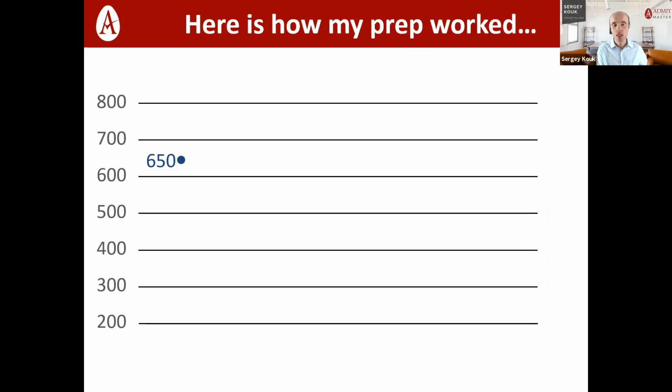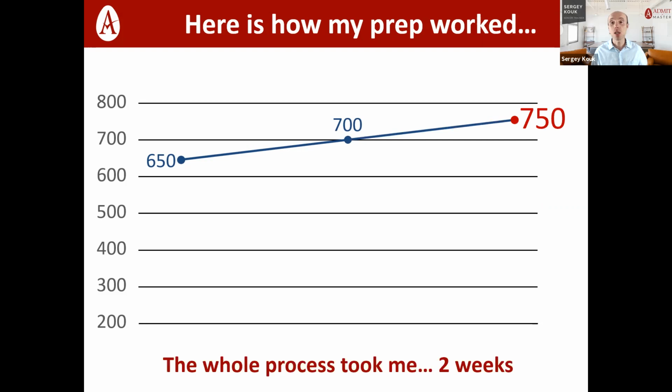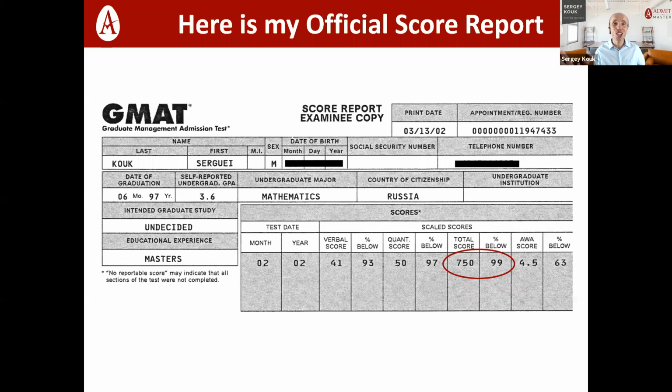Then I took the next practice test when I felt a little more comfortable with terminology, and my second practice test was 700. This is all I could get at that time, so I felt I was probably ready for the real test. I really didn't need above 700. On my real test, I got 750, and the whole process took me 2 weeks. I wanted to show you my official score report, just in case you're wondering, everything is legit. I'm honestly showing this not to impress you, it impresses me. I think it was really cool how I was able to do this in 2 weeks.